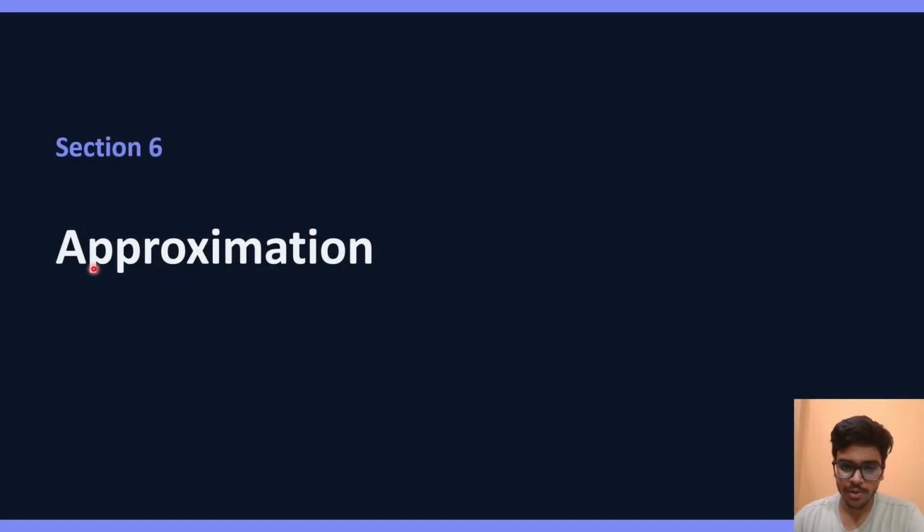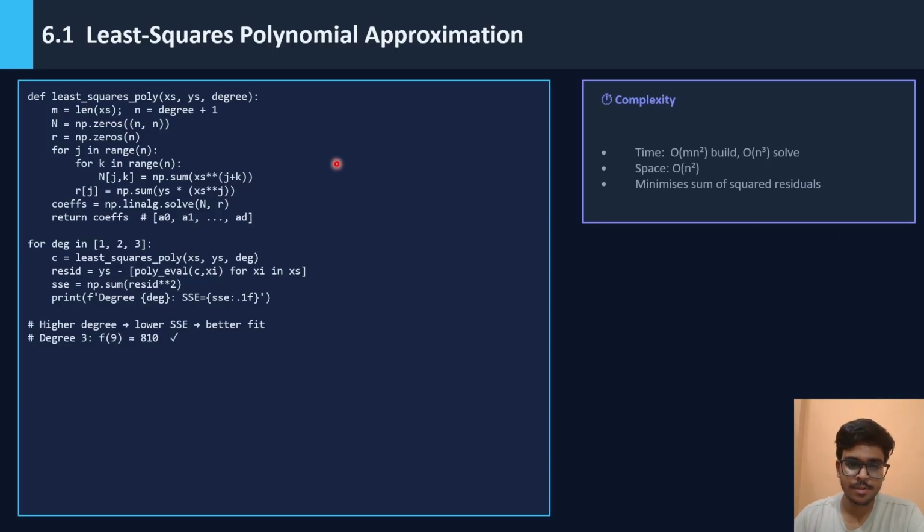Section 6 is about approximation methods. Approximation is used when exact functions are difficult to obtain, so we create a function that closely matches the given data. In this section, least squares approximation and orthogonal polynomial approximations are implemented in Python.